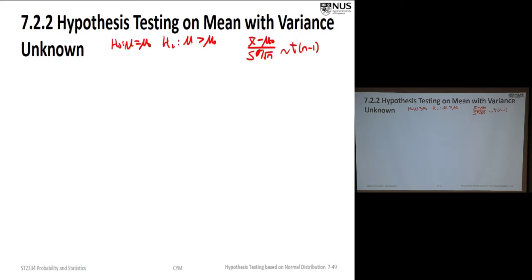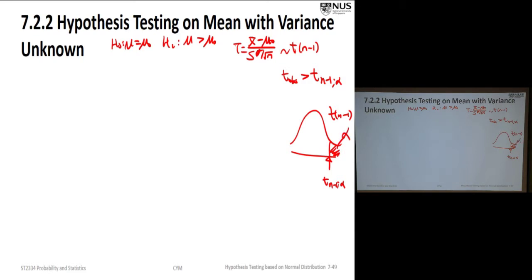So then I will reject if the observed statistic value is a number that is bigger than the point from this distribution with alpha. This is a t distribution with n minus 1 degrees of freedom. This is a point such that the probability of being bigger than this point is alpha. That is what this point means: t n minus 1 semicolon alpha.